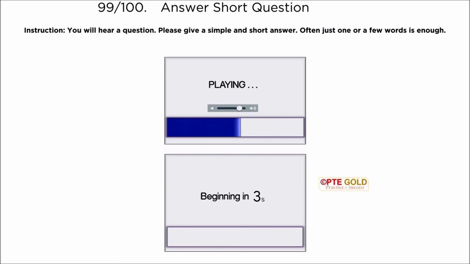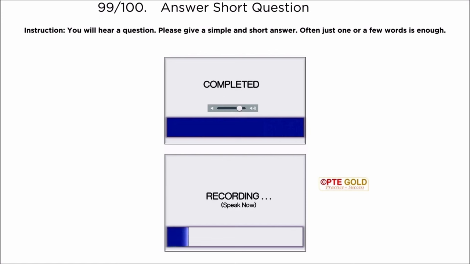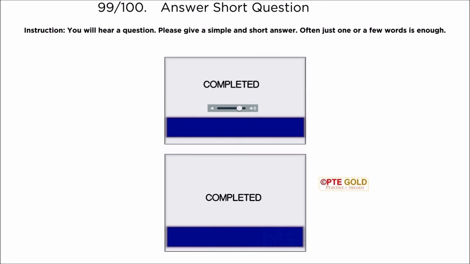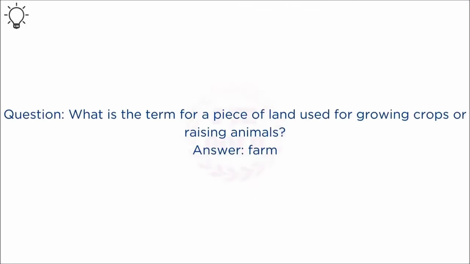What is the term for a piece of land used for growing crops or raising animals? Farm.